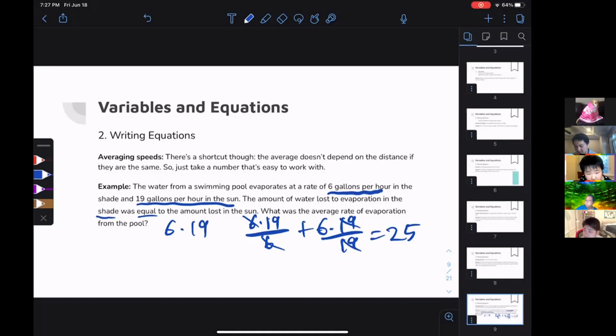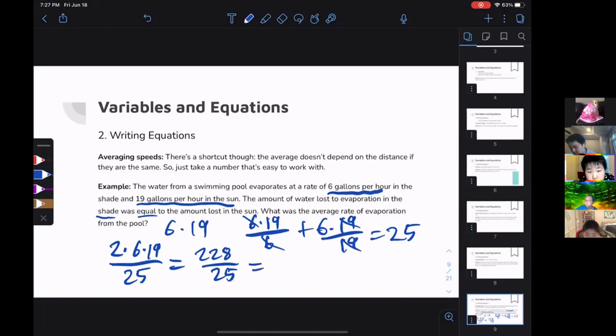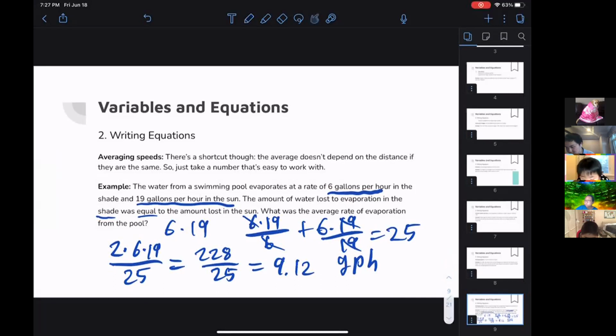Going back to what we want to find, the average rate, the total amount of gallons lost is 2 times 6 times 19, divided by the total time of 25 hours. So that would be 228 over 25, which I believe if you convert that into decimals should be like 9.12 gallons per hour or something. And I believe that's how you do this.